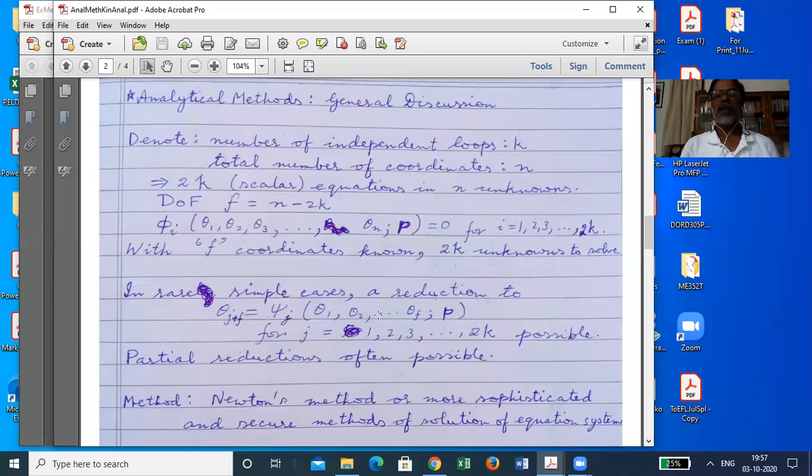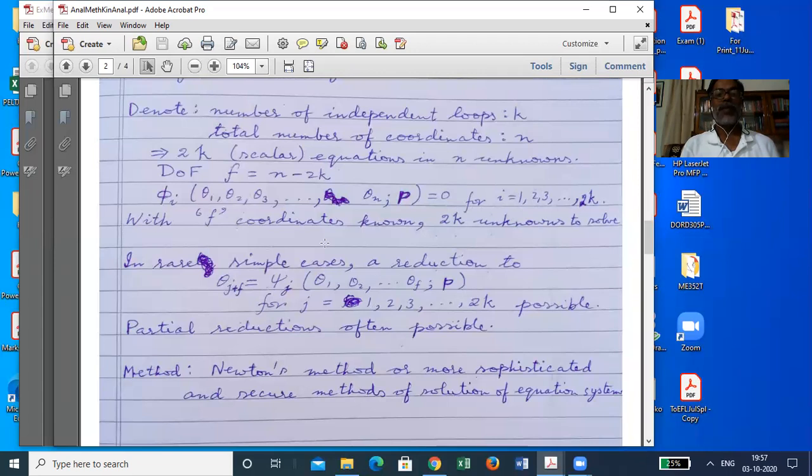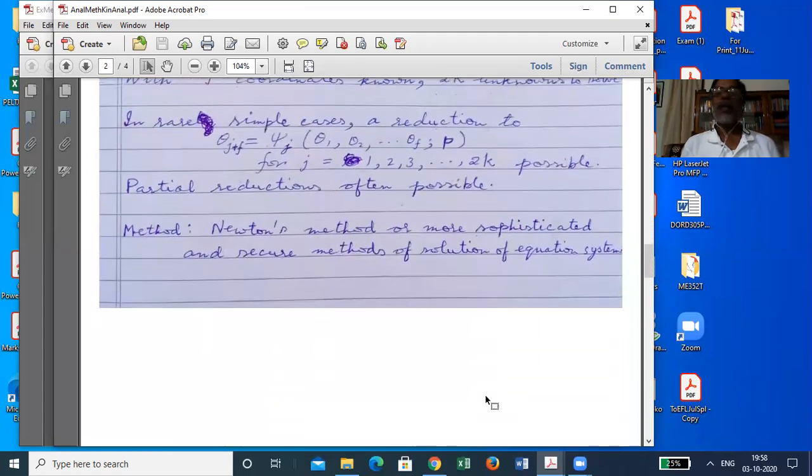So whatever number of equations remain in the number of unknowns, because f of them are known, the rest of them are unknowns, you can use Newton's method or more sophisticated and secure methods. Secure means with guaranteed convergence. Newton's method does not have the guarantee of convergence. So either Newton's method or more sophisticated methods of nonlinear equation solving, you can use that. This is position. Continue. Differentiate that.